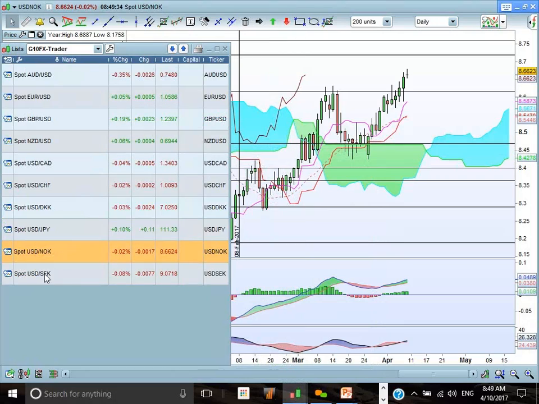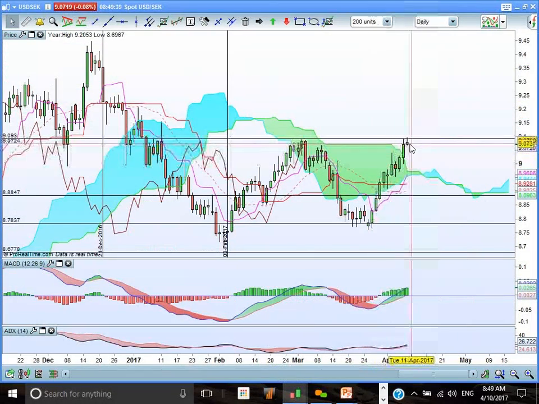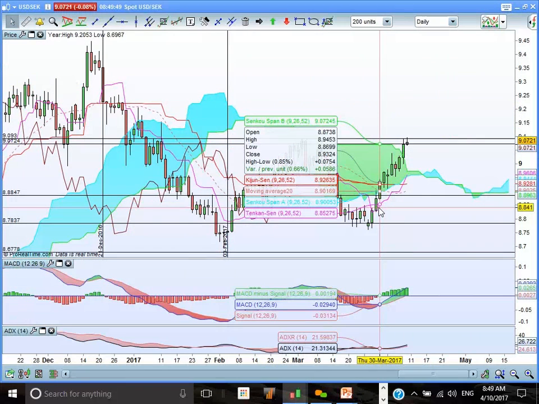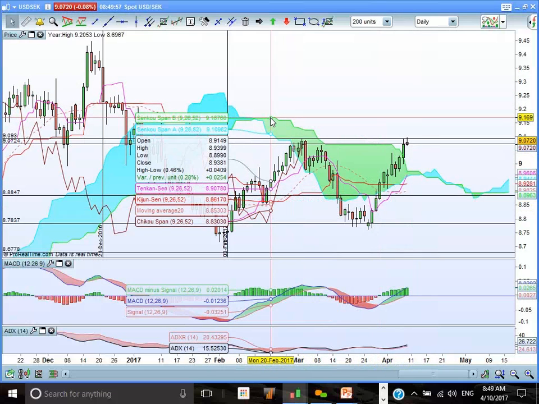US dollar, Swedish krona, also a situation where we've broken past the cloud here. We're now fighting old cloud chart levels. So watch out very closely to see if we're going to see a continuation of momentum to the upside. We've had the MACD buy signal end of March, and we're now grinding higher, fighting this resistance. And if we get a breakout past that, we'll be looking at 9.169 as the next target from a cloud chart perspective. Okay, so watch that area very closely.